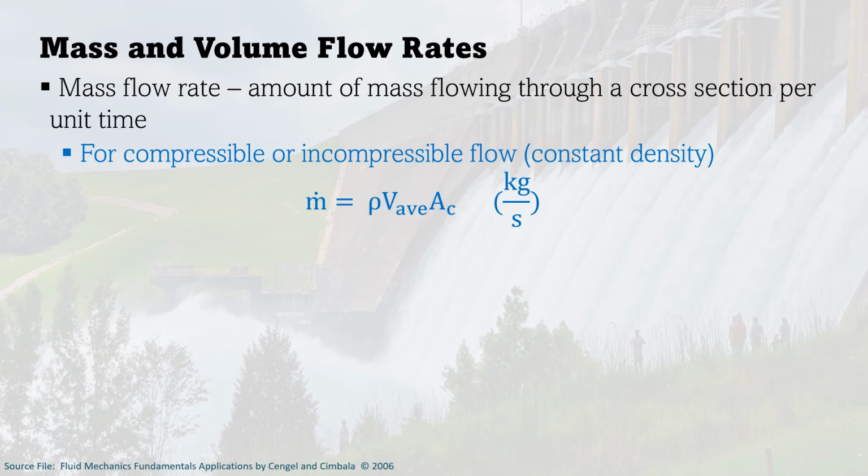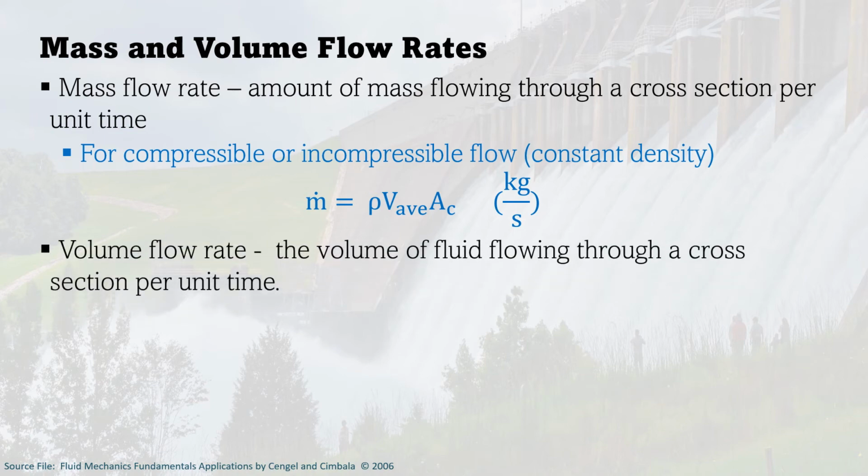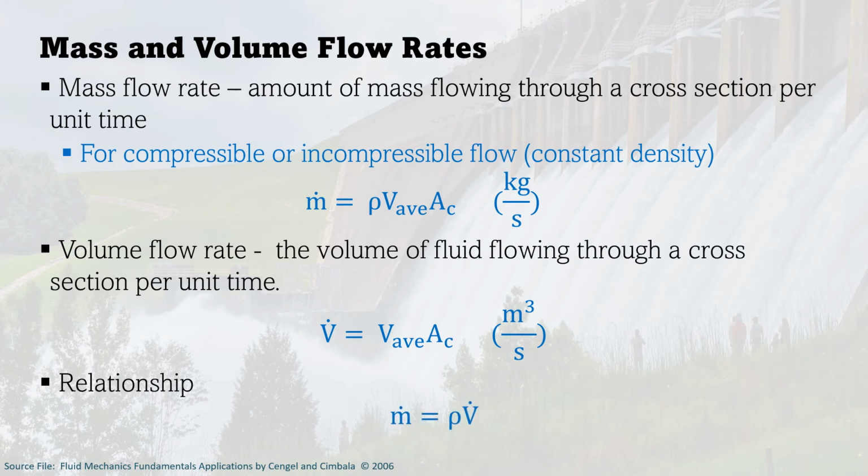So the unit here would be kilogram per second. The volume flow rate, on the other hand, is defined as the volume of a fluid flowing through a cross section per unit time. It is the average velocity multiplied by the cross-sectional area. So it is meter cubed per second. The relationship between the mass flow rate and volume flow rate is that the mass flow rate is the product of density and the volume flow rate.